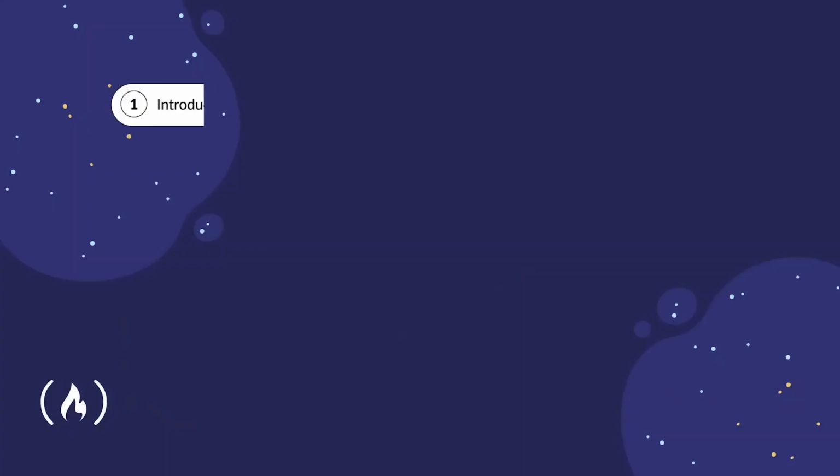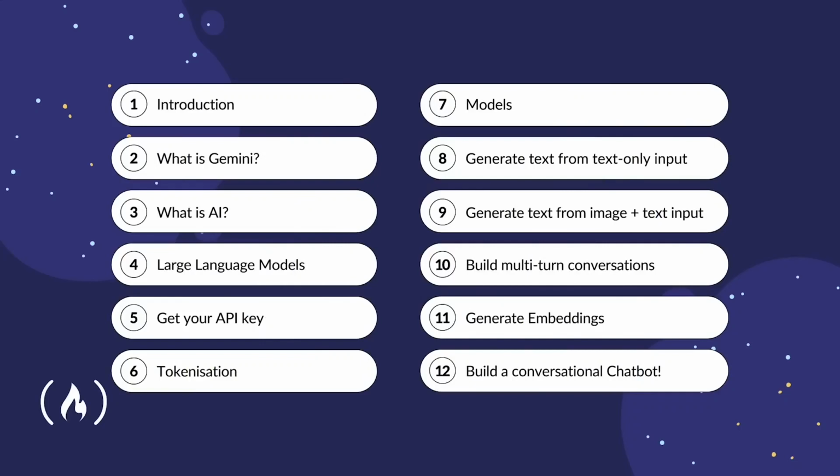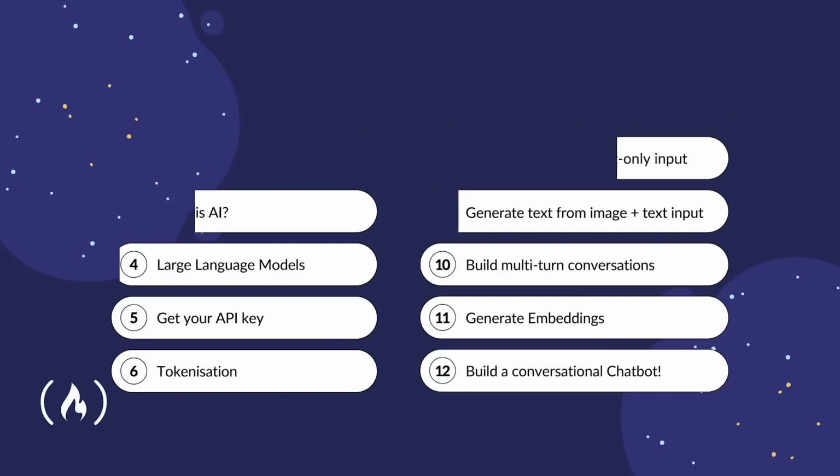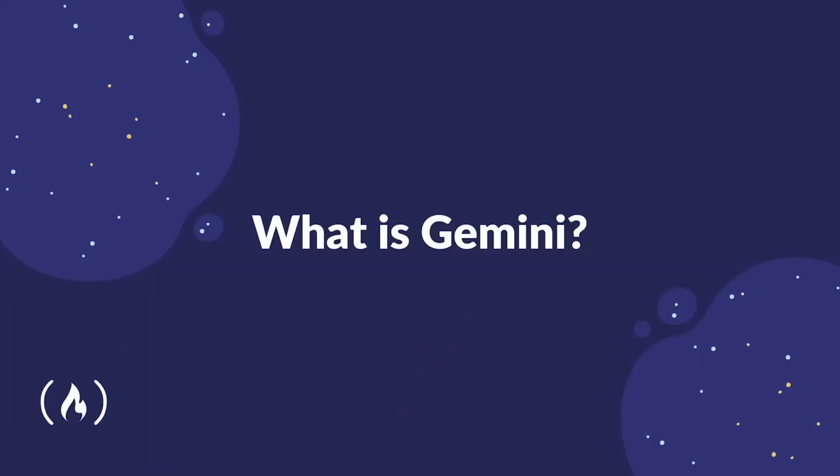In fact, here is a full list of what we will be looking at throughout this video. We will start off with this introduction and then move on to have a look at what Gemini actually is, followed by looking at AI so that we actually understand it. Next, we will look at LLMs or large language models, followed by getting our API key in prep for making our final project. We will then quickly cover tokenization before moving on to some of the models that we can access with Gemini. And then, of course, we're going to build out our AI code buddy. So, what are we waiting for? Let's do it.